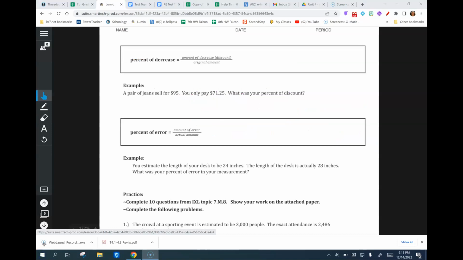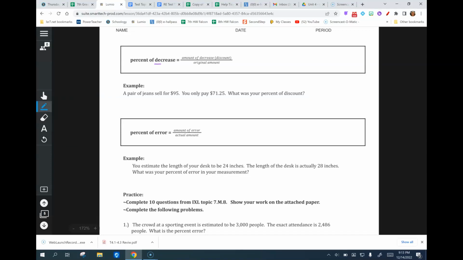So percent increase and decrease are the same. The only difference is that you have to think for yourself, did it go up or did it go down? If it went down, then it's a decrease. You're still going to do the same thing though. You're going to take the big number minus the small number, and you're going to divide it by the original amount.